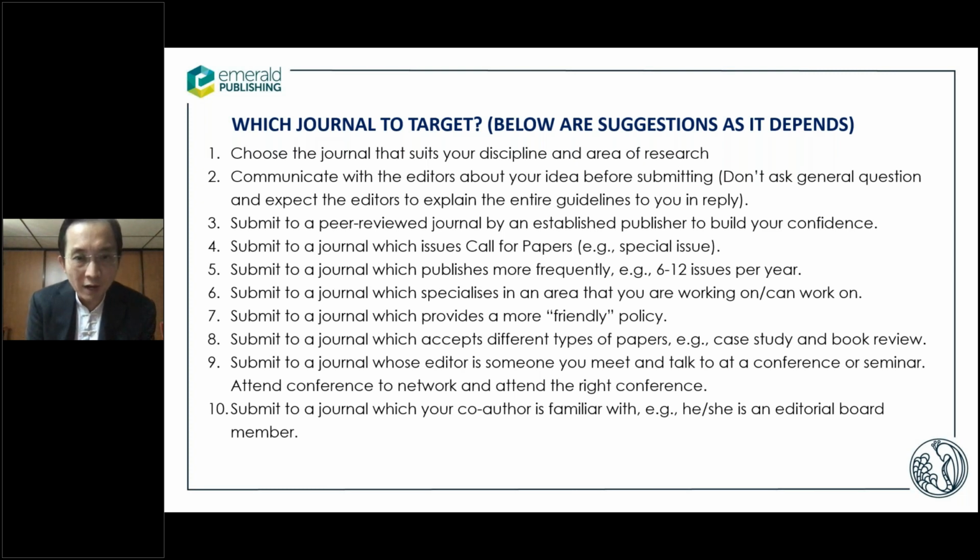Okay. Number five, submit to a journal which publishes more frequently, 6 to 12 issues per year. For example, you may want to try British Food Journal. It is no guarantee that your paper will get accepted and published easily. Yet, this journal publishes 12 issues per year. So you will get the decision earlier, okay, because of the amount of papers they receive, review, and publish.